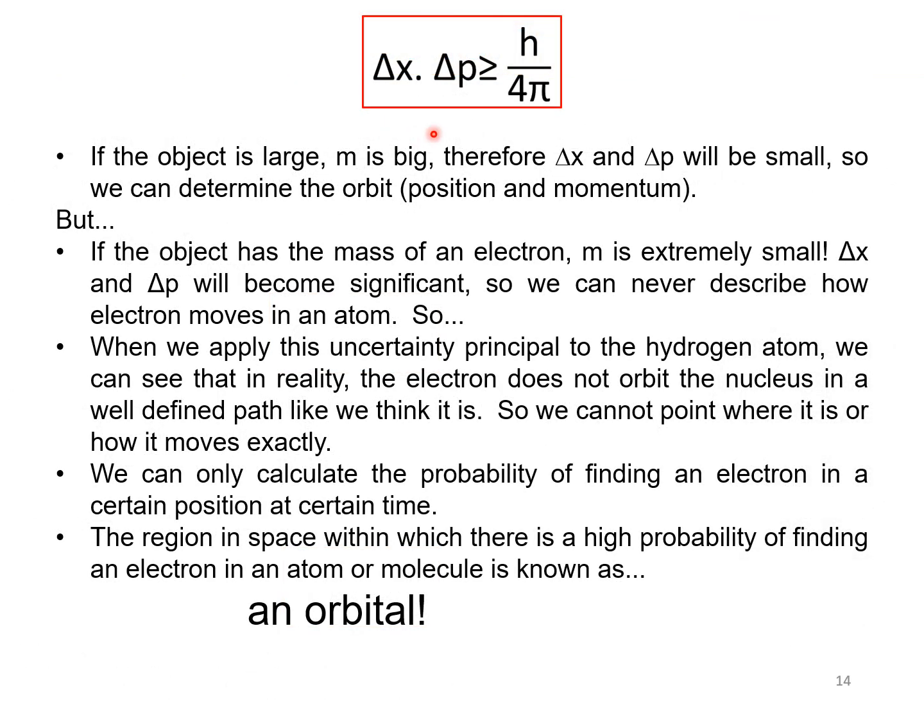Basically, daripada Heisenberg uncertainty principle ni, kan since you boleh tahu momentum, therefore kalau semakin besar objek tu, semakin high probability of finding the electron in an atom or molecule that is known as orbital. So that is all about subtopic 2.1. So I hope that you boleh tahu each of the formulas in subtopic 2.1, and I hope that you tahu macam mana nak gunakan setiap satu formula tersebut. Okay?